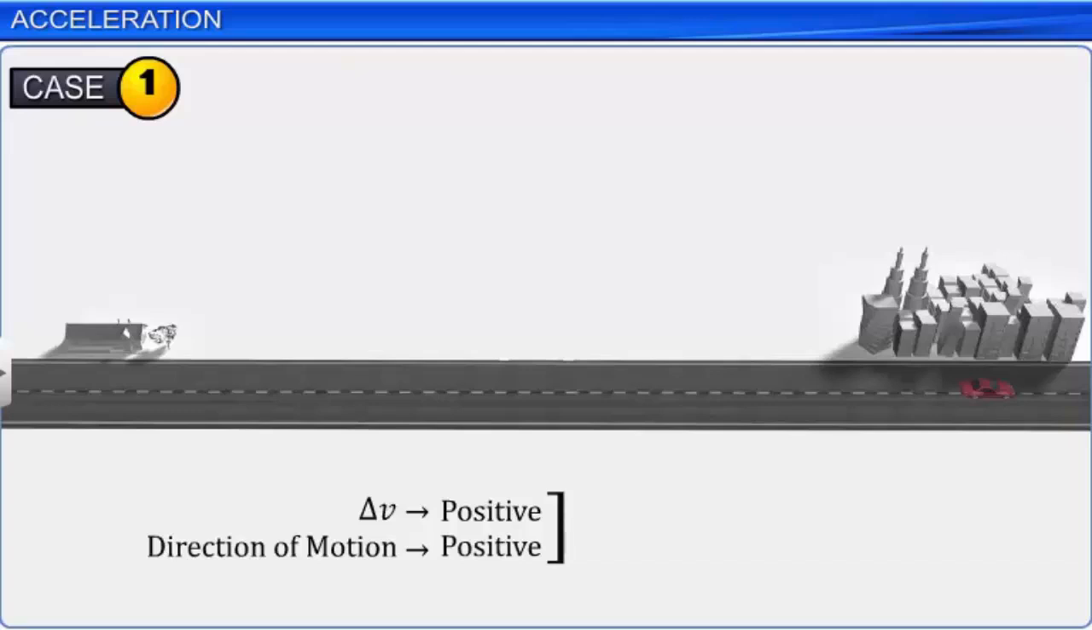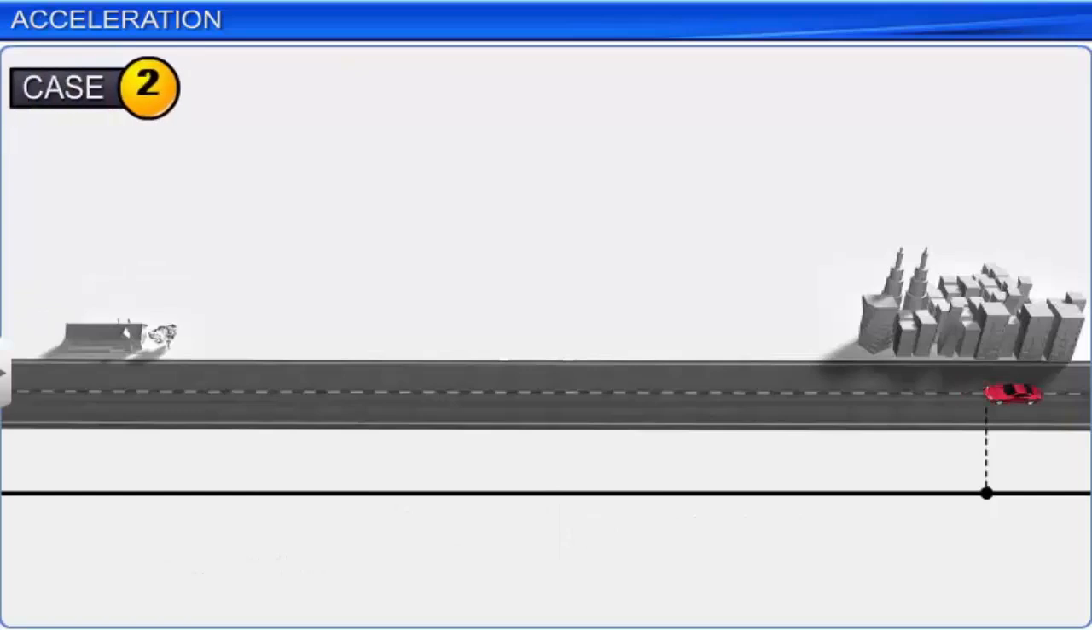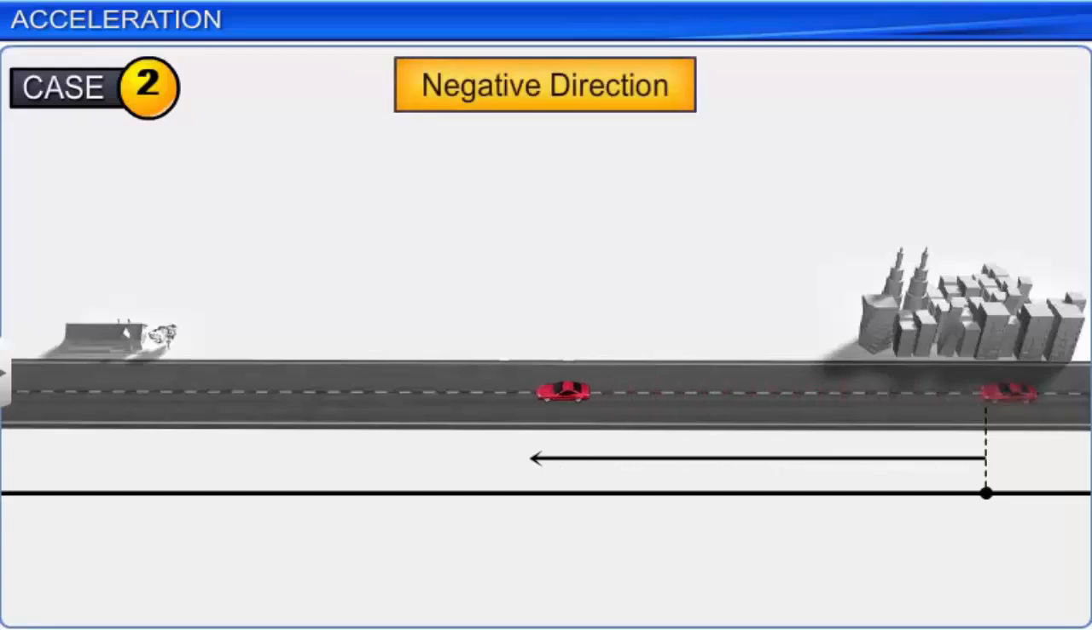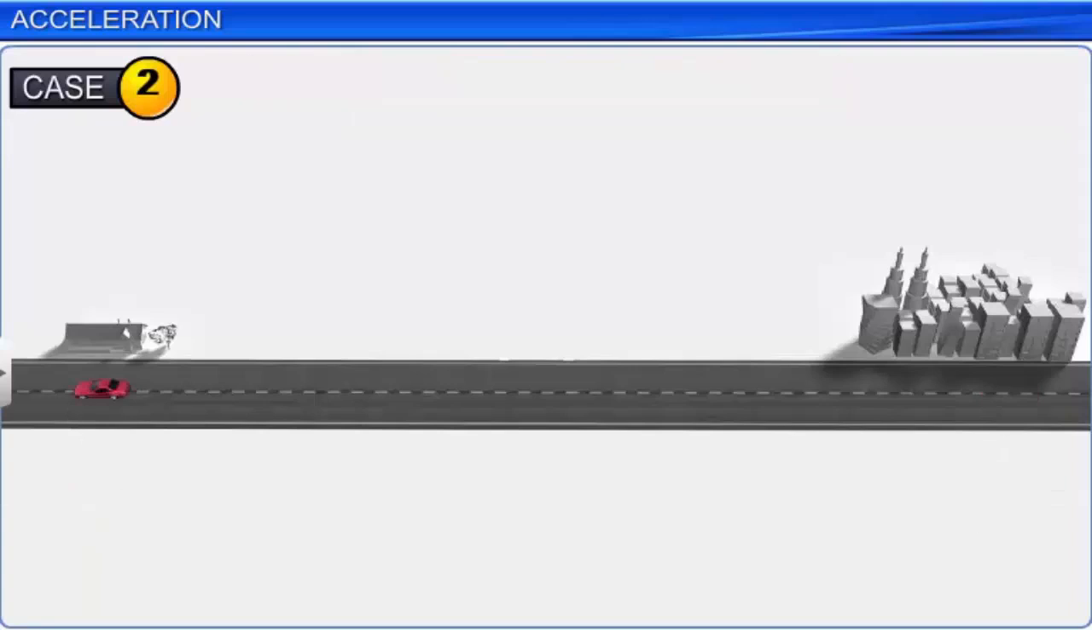Case 2. In this case, the car is moving in a negative direction. That is, from point B to A, with a decrease in the magnitude of velocity. Here, delta V is negative and the direction of motion is also negative. Since the product of two negative values is positive, acceleration in this case is also positive.